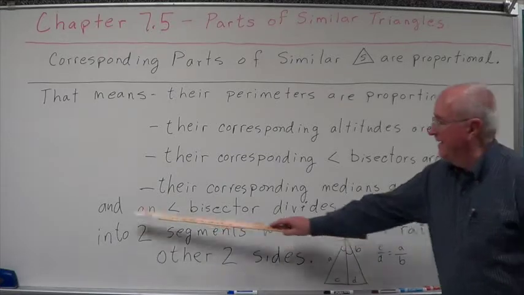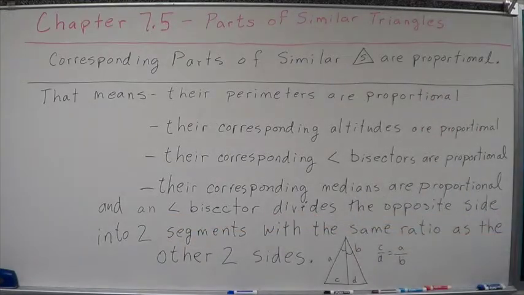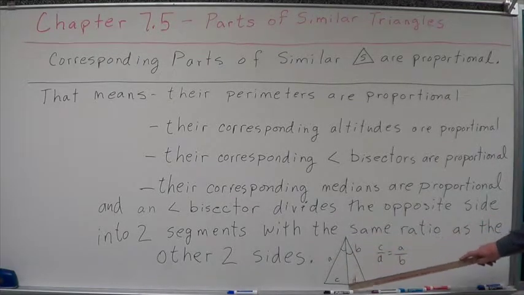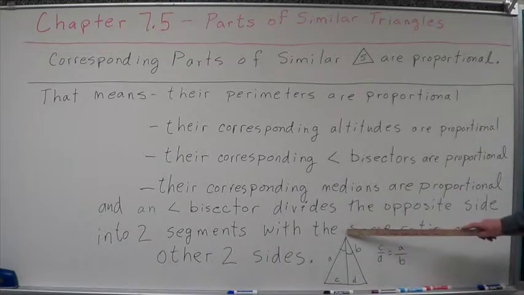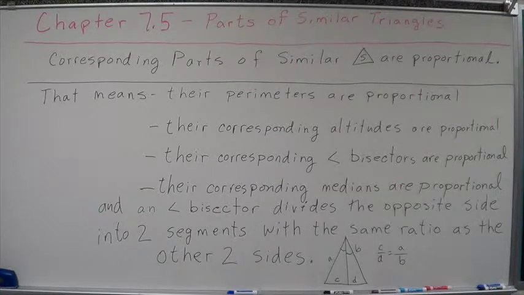Okay? And an angle bisector divides the opposite side into two segments with the same ratio as the other two sides. So what does that mean? We have an angle bisector here on this triangle. Okay, we have side A, we have side B. The angle bisector divides this opposite side from the angle into two segments, C and D. We can say that C is to D as A is to B.